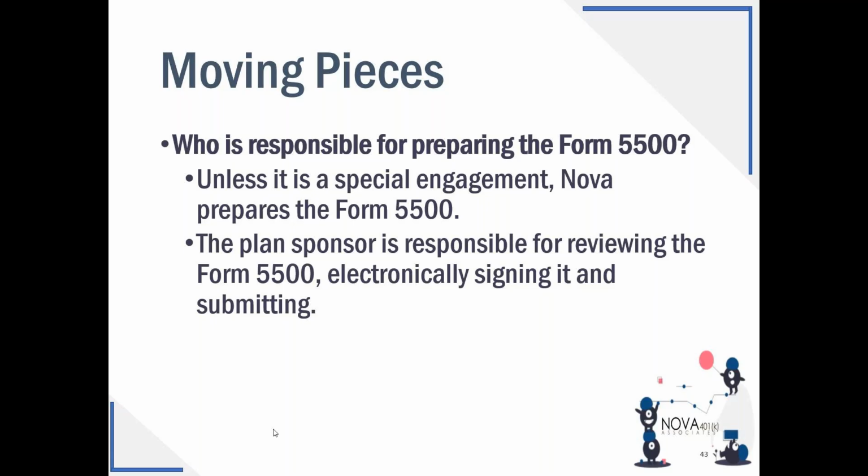So Christine mentioned that earlier. 5500 is an annual filing for the Department of Labor. It is prepared by Nova based on the reports from the record keeper. So we need those reports to include investment information, and then we'll take the participant counts from the census that you provided after eligibility is determined, and all that information goes into the 5500. We will prepare that, and we will send a link to the plan sponsor or whoever the 5500 signer is to sign it electronically.